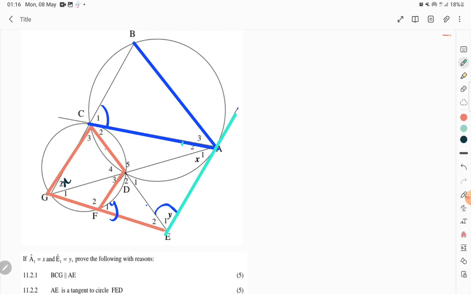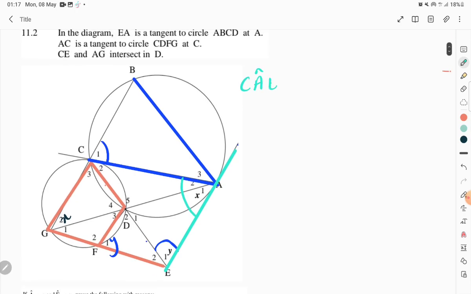The tangent and this chord over here have to give us the angle. Let's say this angle is angle CAE. Angle CAE is this angle that is between this tangent and this chord, right? So angle CAE is equal to angle B, right? Reason: it's the tan chord theorem.